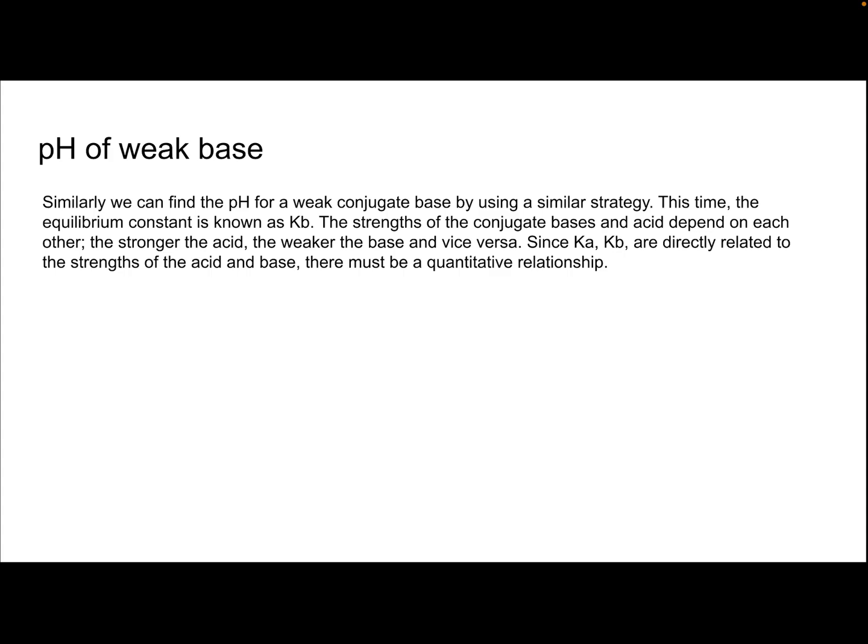Ka and Kb are directly related to the strengths of the acid and base. Remember how we said that Ka is a measure of how much of the acid will dissociate. So the higher the Ka, the stronger the acid. Since it is a direct measure of how strong the acid is, Ka and Kb can also be quantitatively related. So for example, take our previous example with HF.